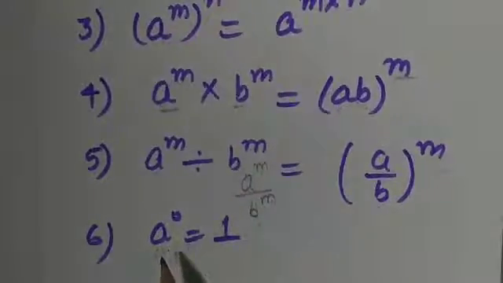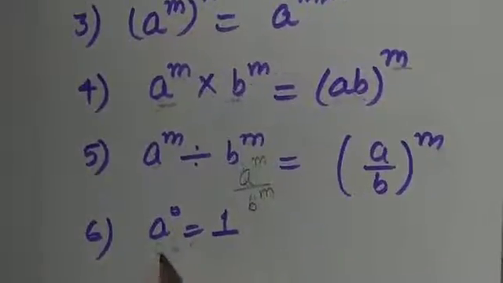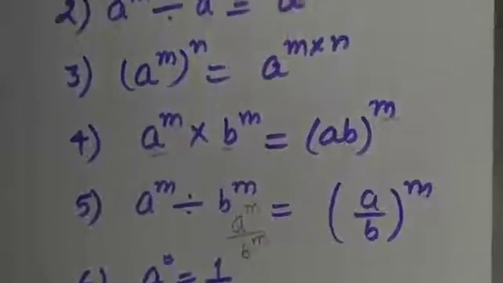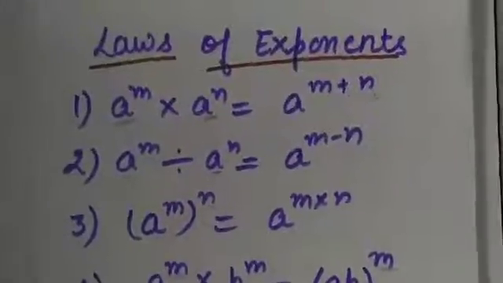The sixth one we have learned is a raised to the power 0 is equal to 1. That means any number raised to the power 0 is equal to 1. So this is what we have learned in the previous lecture, laws of exponents. So let us start with our new topic, that is expanded form.